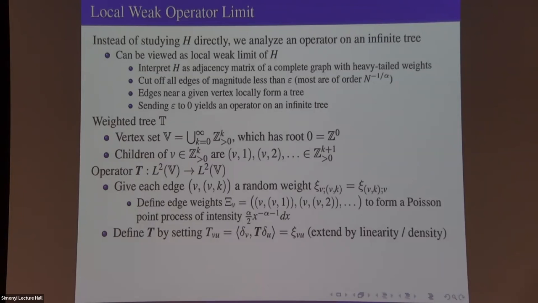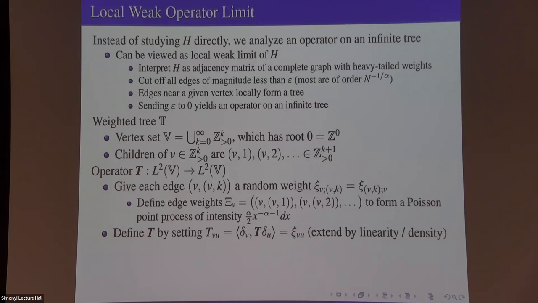And then you just carry over whatever weight was here to this thing. Each of these will form a Poisson point process with this intensity, which is hopefully not too shocking, because all the entries were independent, so they should naturally form a Poisson point process. Then you define this operator T by saying that the 0,1 entry of T is given by this C.